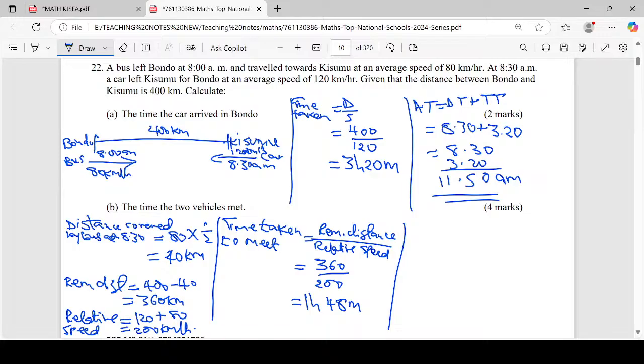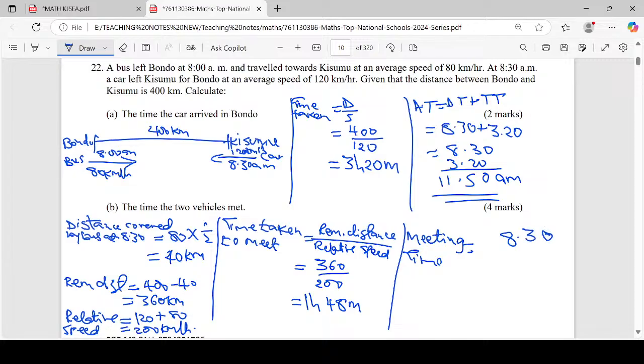Now, after we've obtained that, to get the meeting time, learners, can you be keen here? Now we are getting the meeting time. You take the departure time of the last vehicle. Look at the bus and the car. Which one departed last? It is the car, which departed at 8:30. So you always take the departure time of the last vehicle. I'm insisting on that.